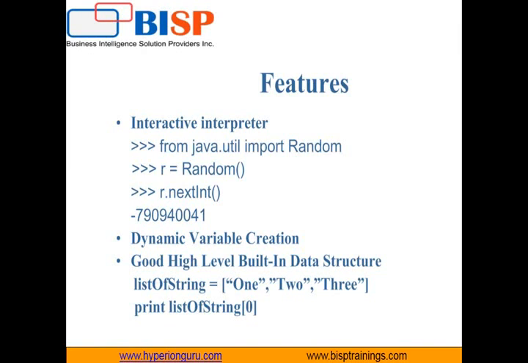Dynamic variable creation is permitted, and there are good high level built-in data structures, like a list of strings. Like we have an example here, 1, 2, 3, and then we can simply use a print statement to print the list of strings at index 0. So it will print the value at index number 0.